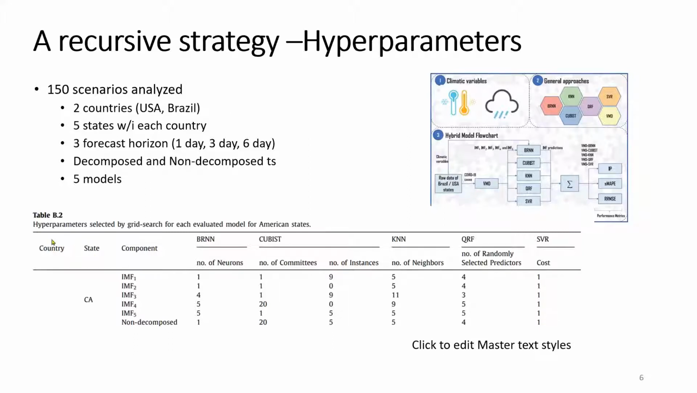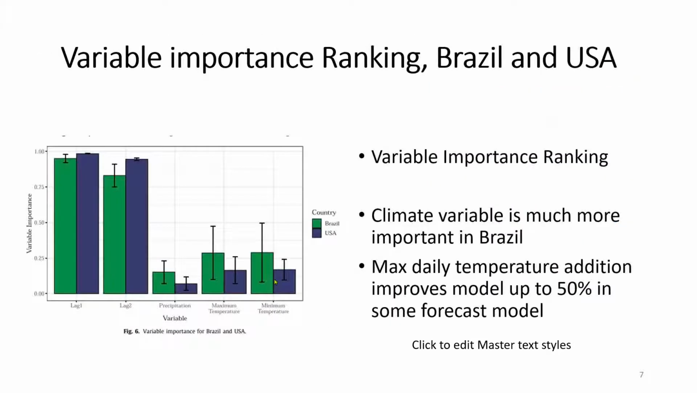And this table summarizes the hyperparameters of each of the models. The BRNN is measured by number of neurons, and then QBIST is measured by number of committees and number of instances, which I will talk about later. And KNN, number of neighbors, and then conditional random forest, number of randomly selected predictors, and the cost in SVR.